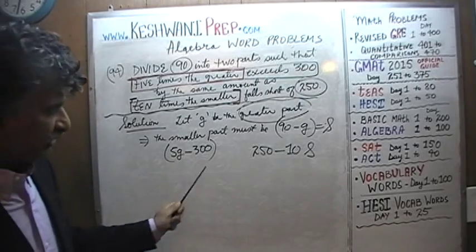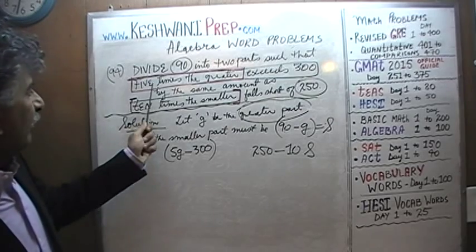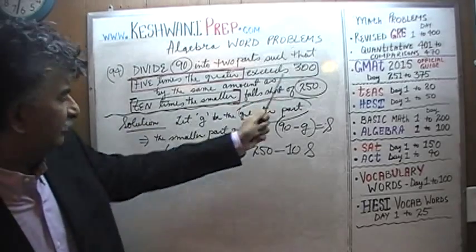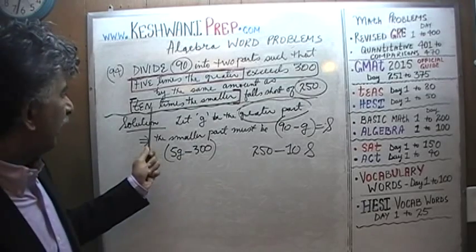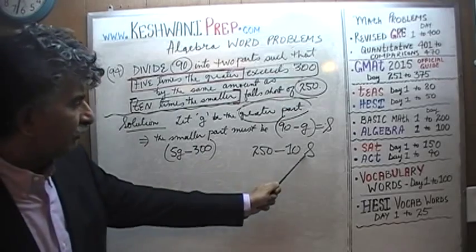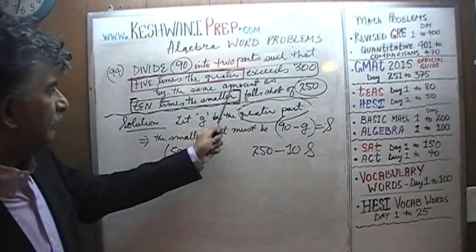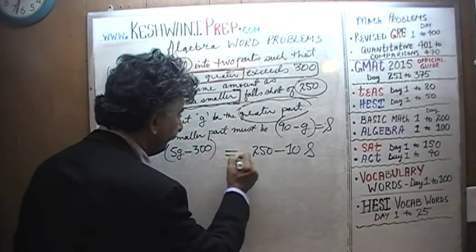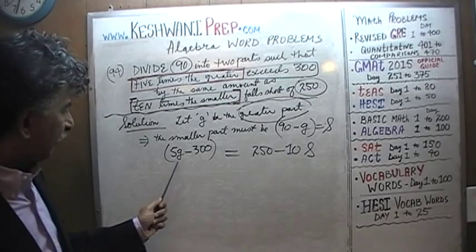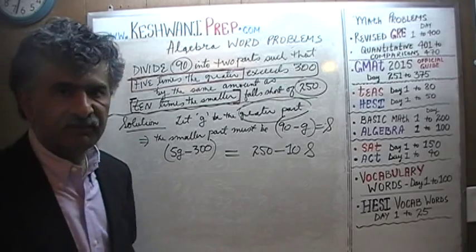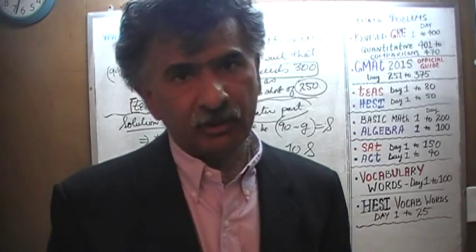And what's the relation between these two quantities? The amount by which 5 times the greater part exceeds 300, which is this amount right here, and the amount by which 10 times the smaller number falls short of 250, we are told that these two amounts are equal to each other. Very good equation. Here we have two variables, a greater number and a smaller number. Obviously, we cannot solve for two variables with one equation.